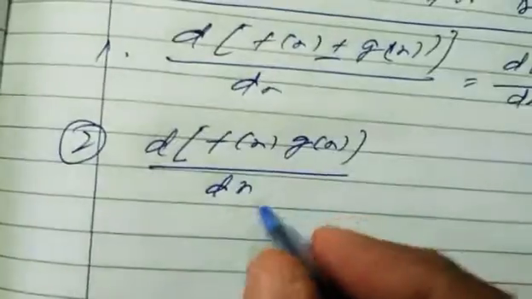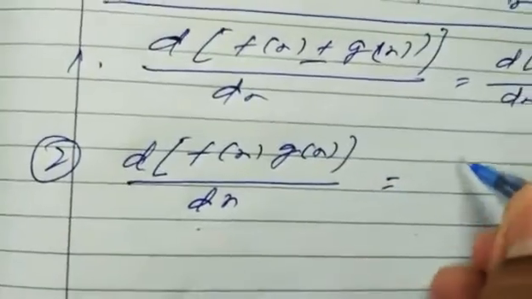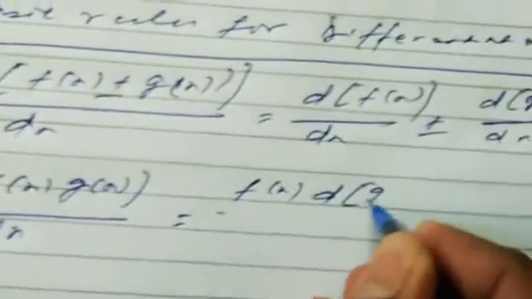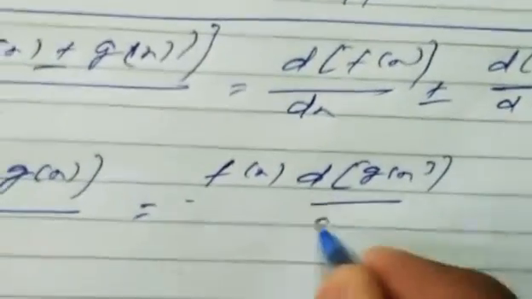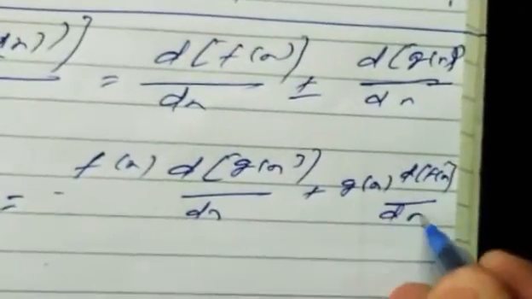Second, d of f(x) into g(x) by dx is equal to, it is the product rule. Basically, we will take f(x) outside and differentiate g(x) with respect to x, plus we'll take g(x) outside and differentiate f(x). This is the product rule.